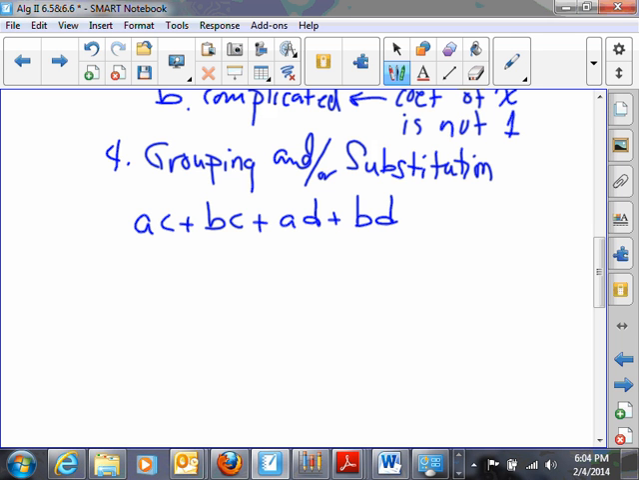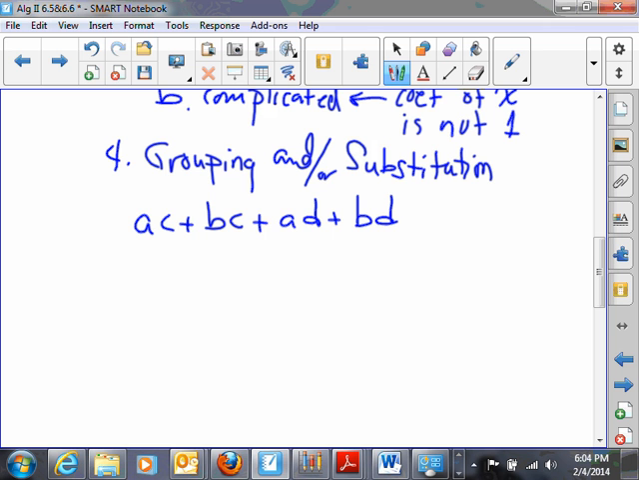Now, you take it through the checklist. Are there any common factors? No. Is it a special product? No. Can it be expressed as the product of two binomial factors? Well, the stuff that we did there was basically with quadratic trinomials, and we have 4 terms here, so probably not. The next question is, can it be factored if we group terms?